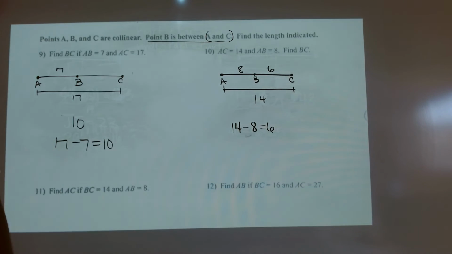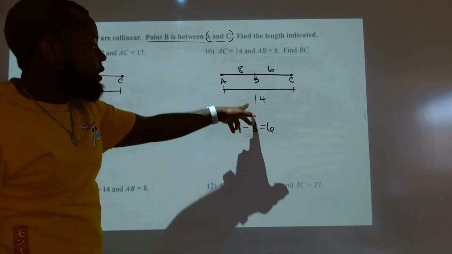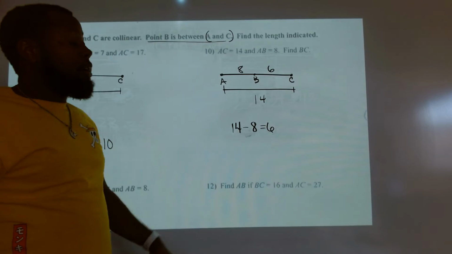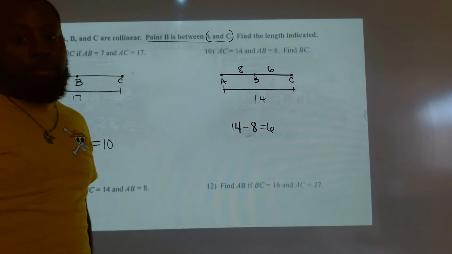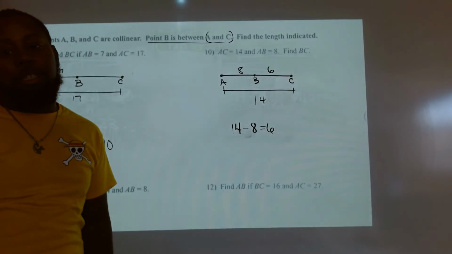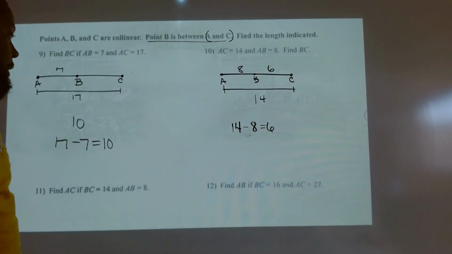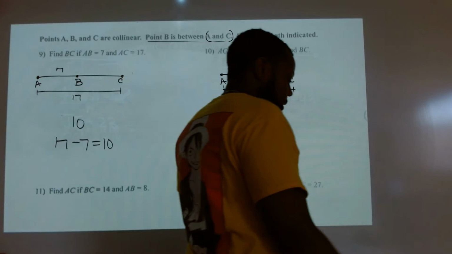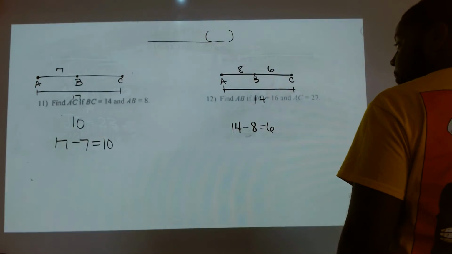I'm going to go ahead and let you absorb that a little bit. AC is the full length. That's why it's 14. It's right there in the directions. AB is 8. Find BC. 14 minus 8 is 6. Now, let's go ahead and give it a little bit more space.